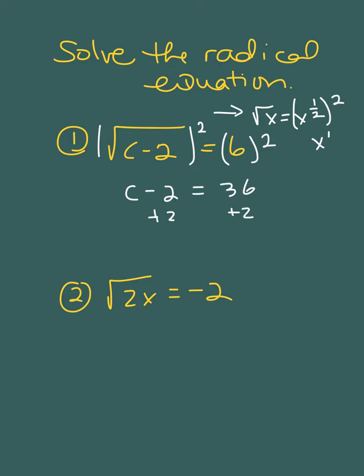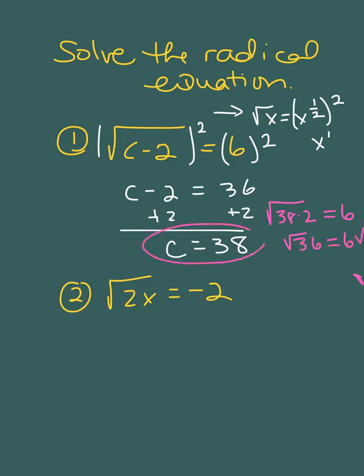Now I'm going to want to check my work there. So I have c is equal to 38, so I'm going to substitute it back into my original. So I have the square root of 38 minus 2 is equal to 6. So 38 minus 2 is 36. So the square root of 36 is 6, so I'm good. My final answer is correct.